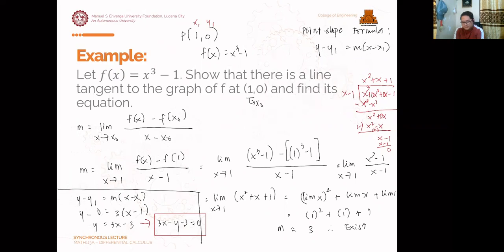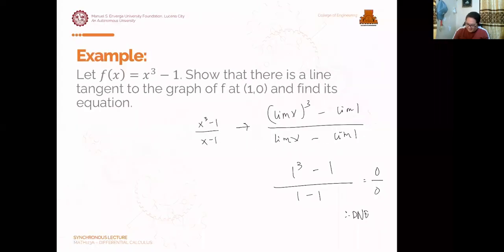Sir, medyo hindi ko gets yung pag-divide ng polynomials. Okay. So, yung x cubed minus 1 divided by x minus 1 po ba yun? Okay, isulat natin ng mas maayos to, no? Okay? Sige po, medyo magulo po kasi. Pasensya na po. Okay.